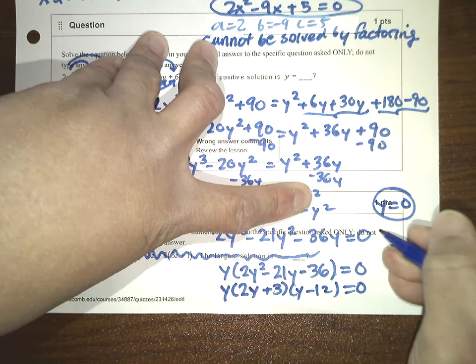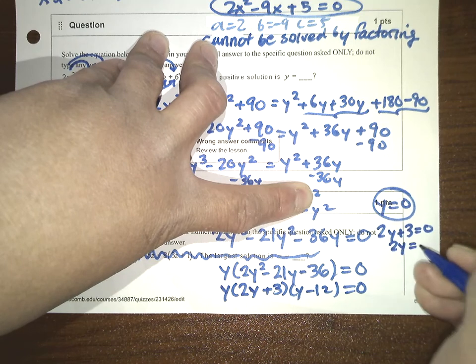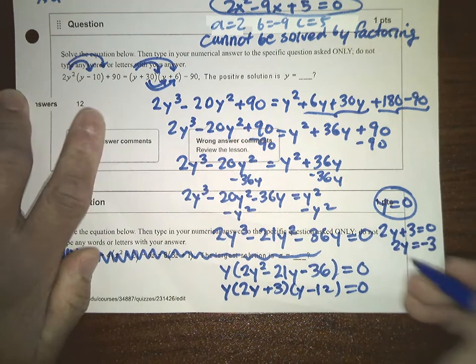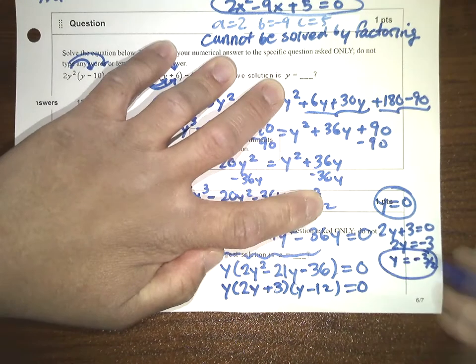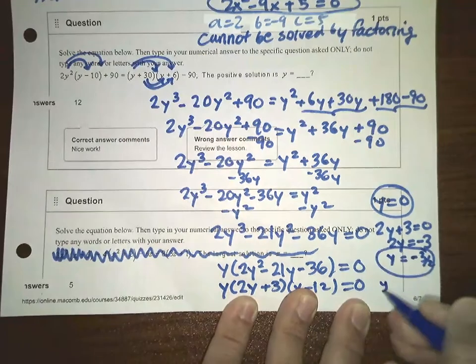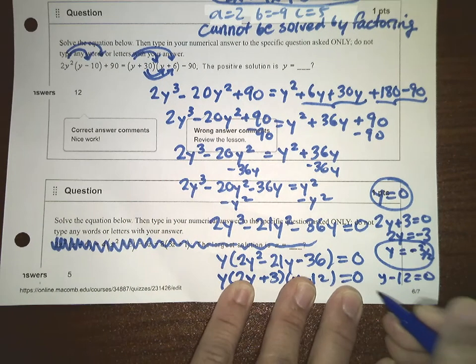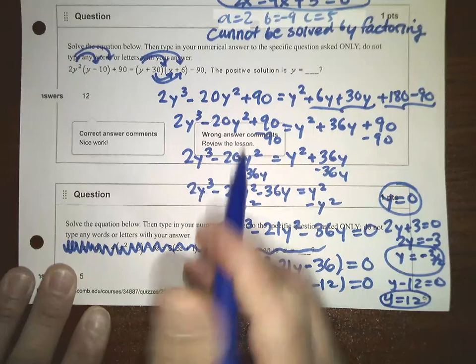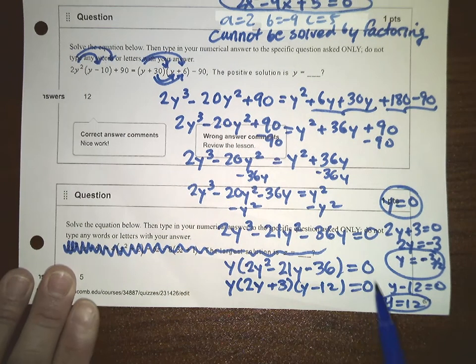And then we have 2y plus 3 is equal to 0. So if I subtract the 3, I get 2y is equal to negative 3. And then divide by 2 to get y is negative 3 over 2. And then I have y minus 12 is equal to 0. And then if I add the 12, I get y is equal to 12. And then the question asks for the positive solution, which is in this case 12.